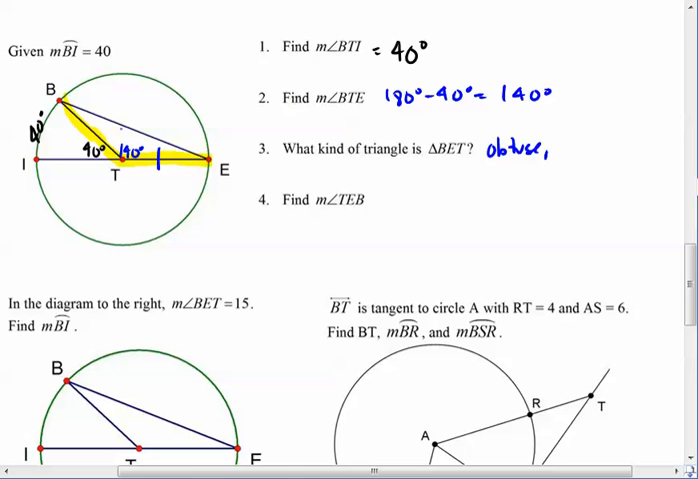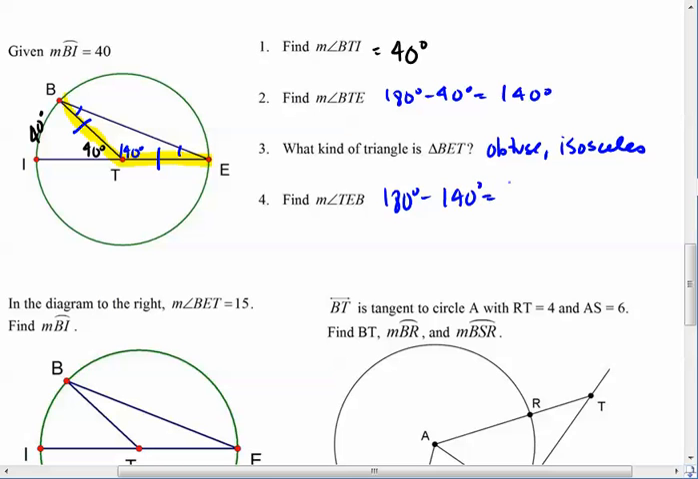So here's what I can write. I can put that BT and ET are congruent. Triangles that have two congruent sides are also called isosceles. So it's both obtuse and isosceles. With that in mind, we can figure out what TEB is, what this base angle is. Remember, by the isosceles triangle theorem, if two sides of a triangle are congruent, then the two base angles are congruent.